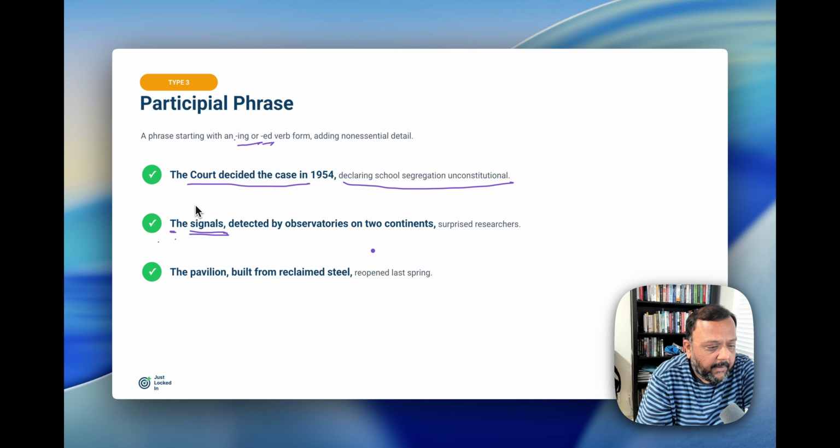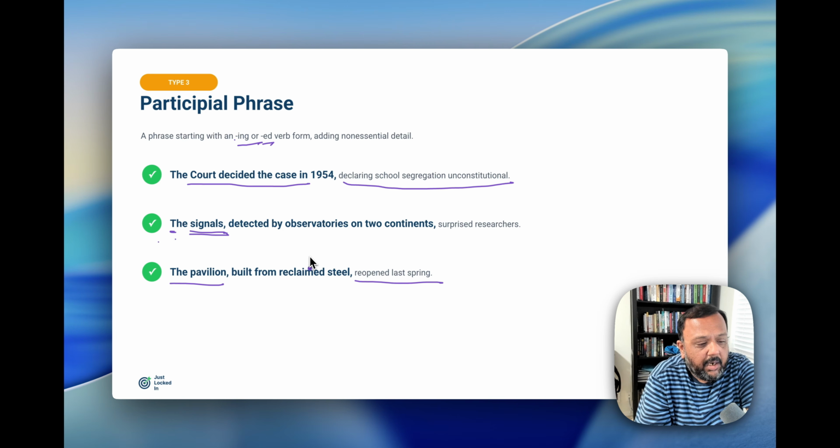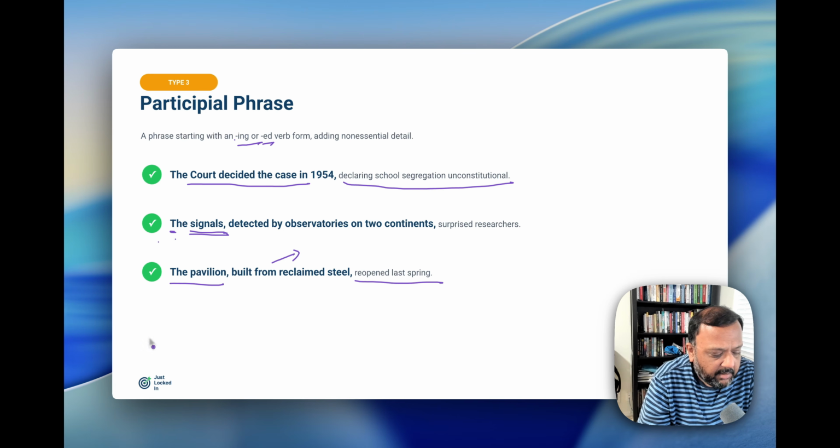Okay, so that's the core idea. So similarly, the core idea here is the pavilion reopened last spring. Okay, and the fact that this pavilion was built from reclaimed steel is supplementary. All right, so that's supplementary information.